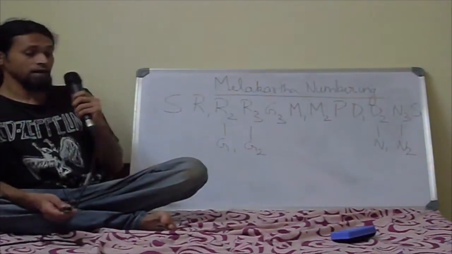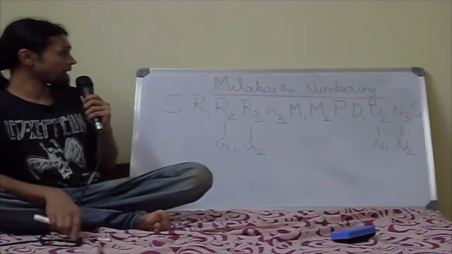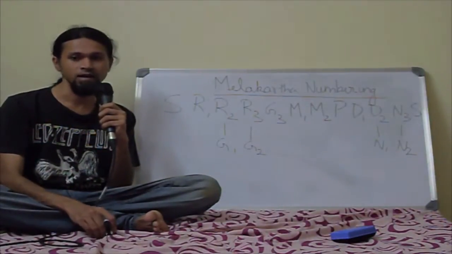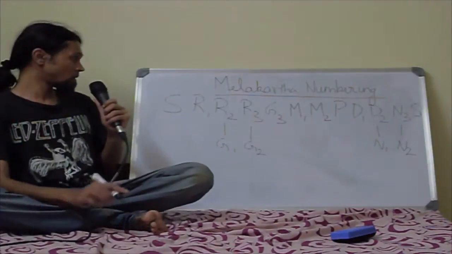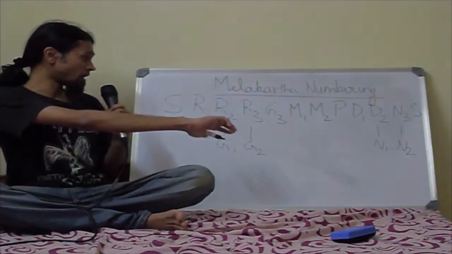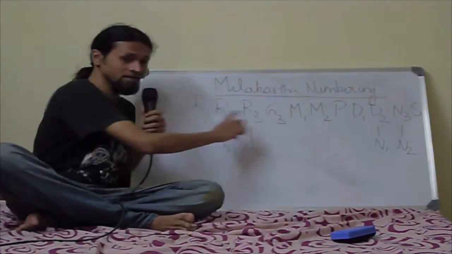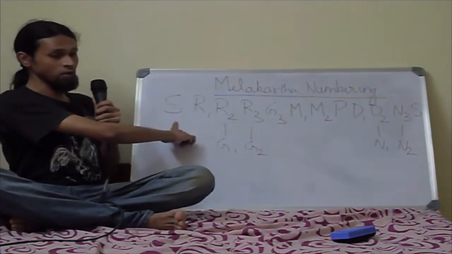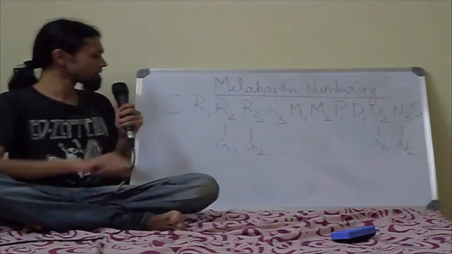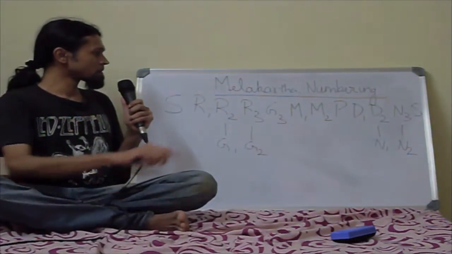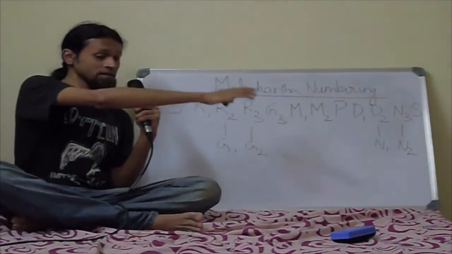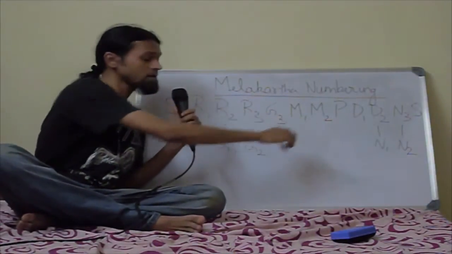Okay, according to the Melakartha numbering system, the 72 ragas are divided into 12 groups of 6 ragas each. Now, all of these 72 ragas have a Sa and a Pa, and there are no variants. You don't see Sa1 and Sa2 and so on. There's just one Sa, there's just one Pa, right? So the first division of these 72 is done based on the Mas.